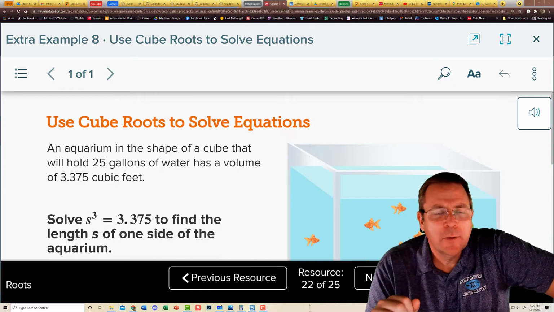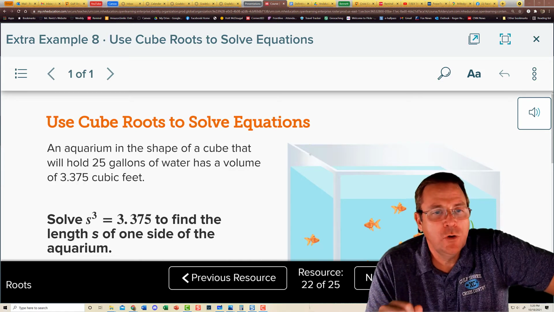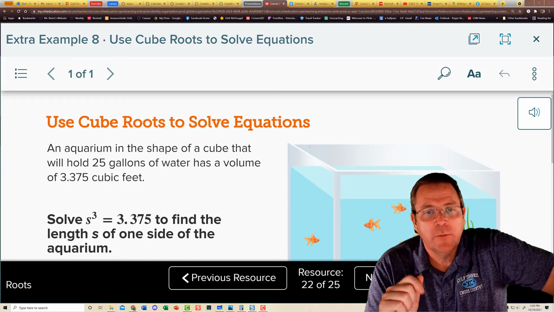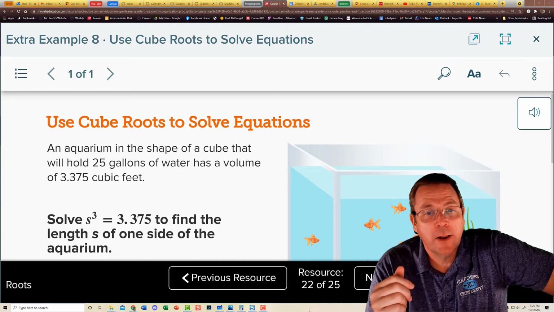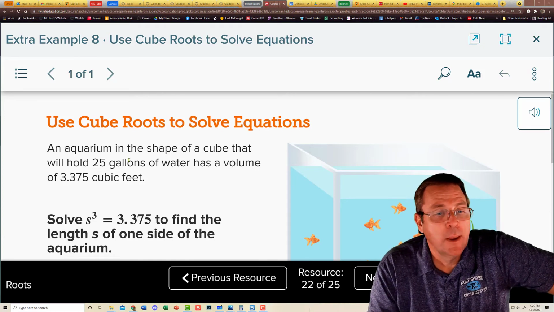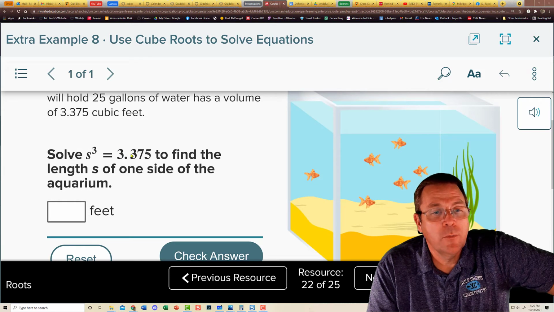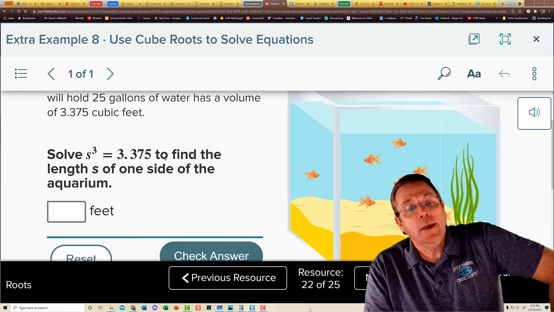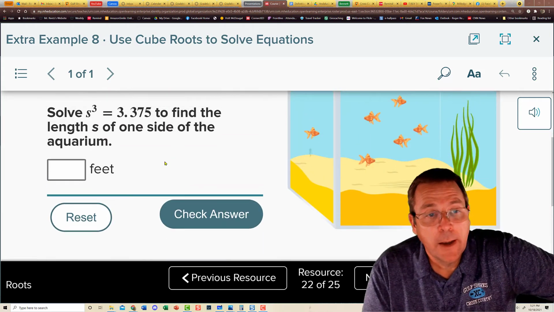Now once again, it's going to be your turn to find the cubed root of this problem. An aquarium in the shape of a cube that holds 25 gallons of water has a volume of 3.375 cubic feet. S cubed is equal to 3.375. Find the length S of one side of the aquarium. Now here's the deal.